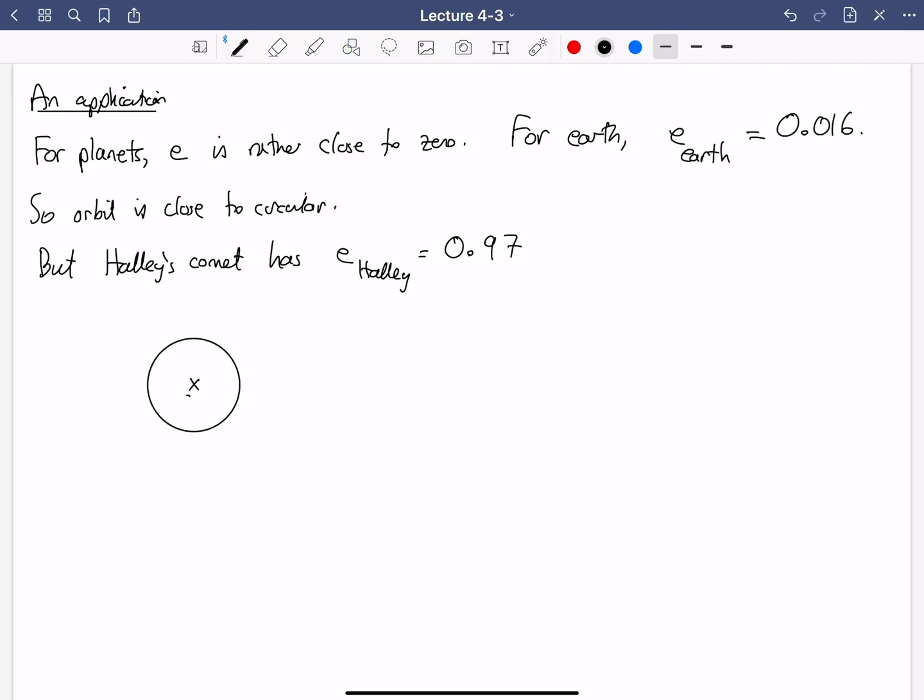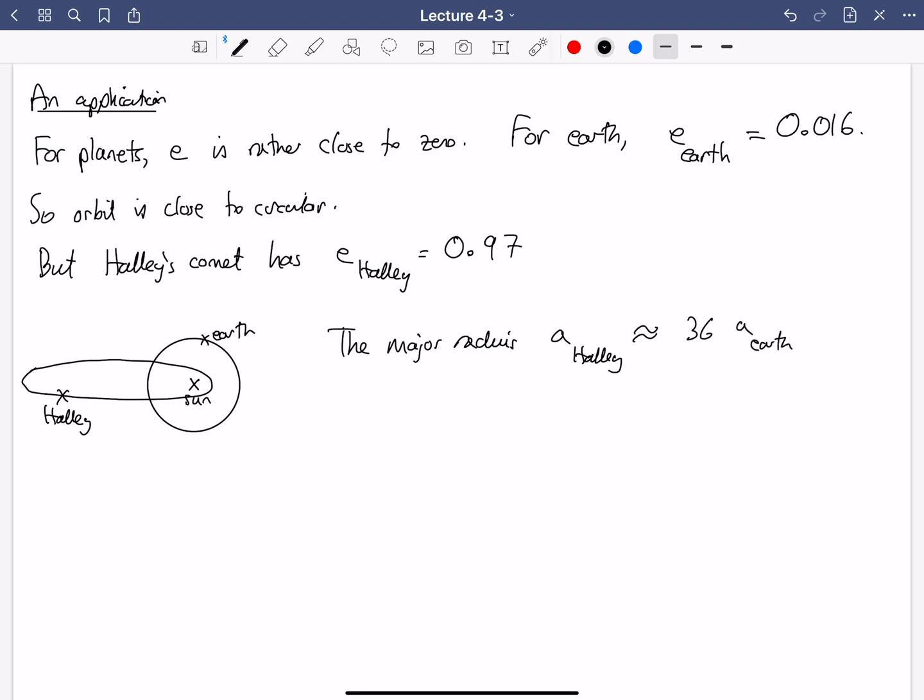So here's the Sun, this would be Earth in its pretty circular orbit. Halley's Comet is going to be in this highly elliptical orbit around the Sun, something like that. It's known that the major radius A for Halley's Comet is roughly 36 times the major radius for Earth, right? For Earth, that major radius is basically a circle, and the Sun is basically the focus. That's the A Earth. As for Halley, you would have to find the midpoint of that elliptical orbit, and then it would be that distance there.